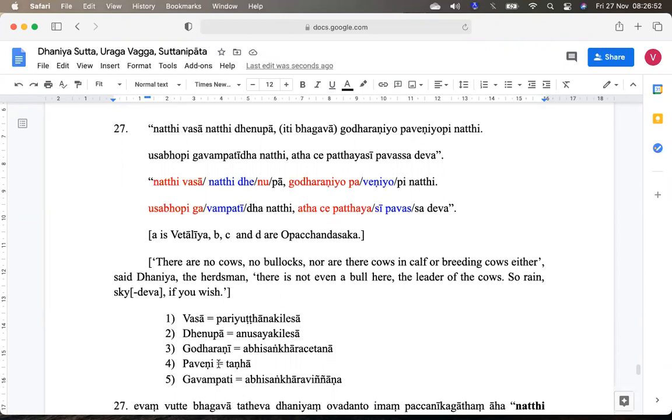So there are no counts. That is, so no scholar's canonical translation. So according to the commentary here, there are no bullocks. Wasa is bullocks. Denuba is.